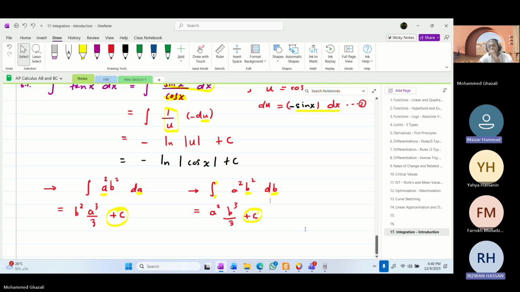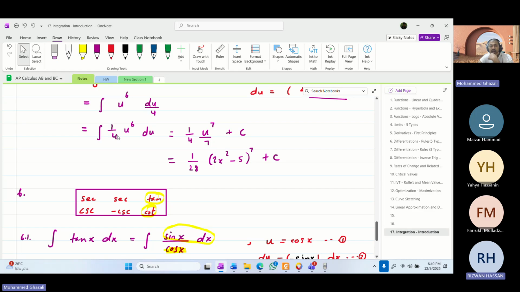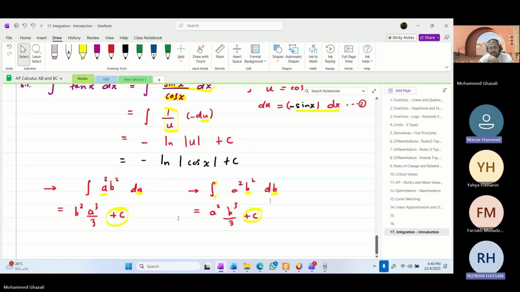On top you did something like 1 over 4, and you took that outside. Yeah, it's a constant, so we can do that after we integrate the inside.